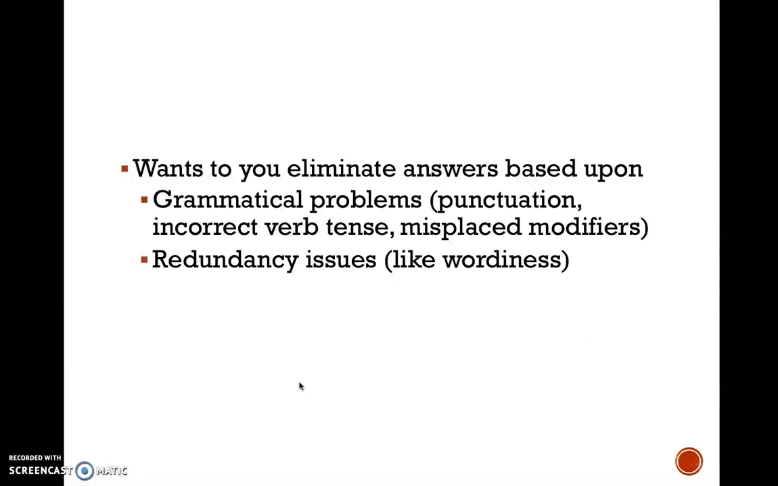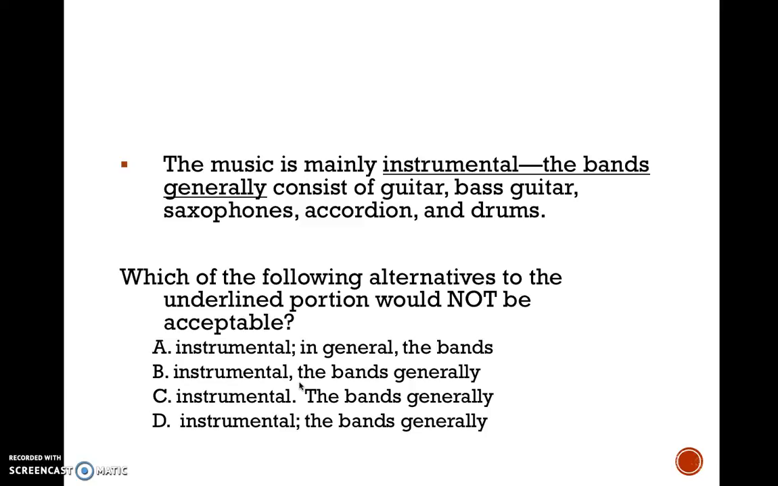So really, they want you to eliminate answers based upon grammatical problems like punctuation, incorrect verb tense, misplaced modifiers, or redundancy issues like wordiness. So that's what you have to be thinking of. You have to use your other English skills to be able to determine whether or not something is correct or not. Okay.